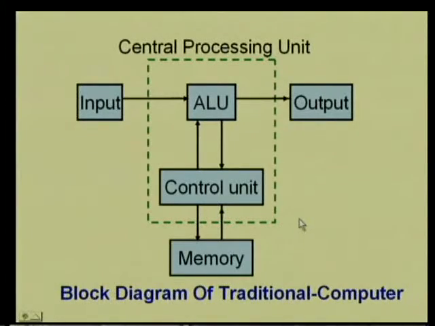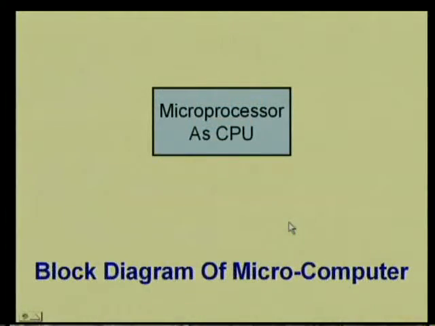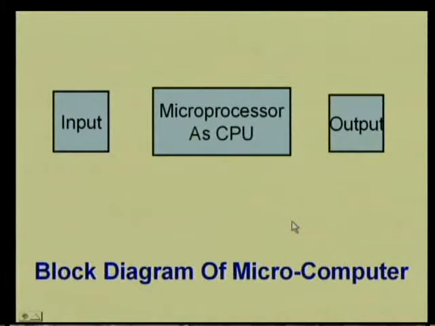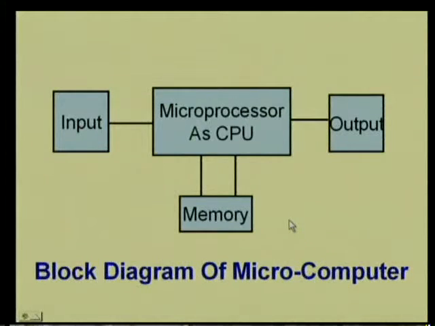When we go for a microcomputer, the central processing unit, which consists of the arithmetic logic unit and control unit, is replaced by a single chip which is nothing but a microprocessor. Let us see the block diagram of a microcomputer. A microcomputer consists of a microprocessor which acts as a central processing unit, an input device and output device, and memory, similar to that of a traditional computer. The only difference here is the central processing unit is nothing but a single integrated chip, that is a microprocessor.